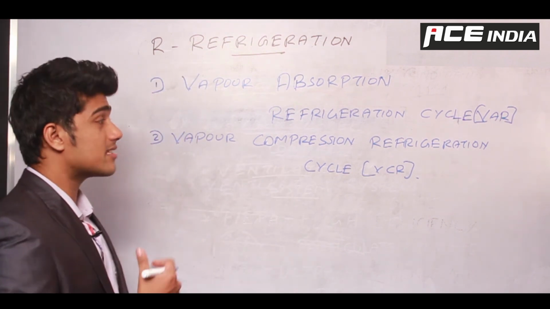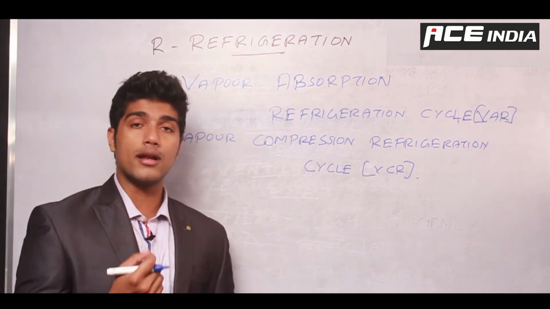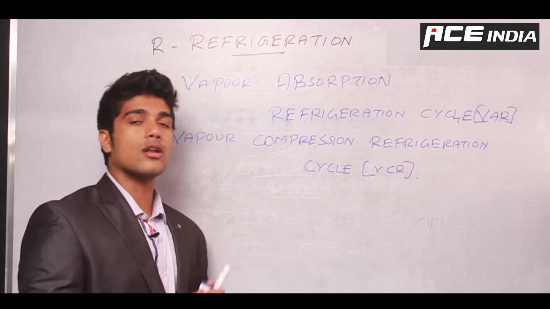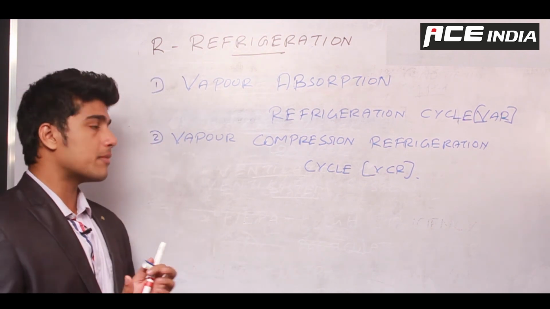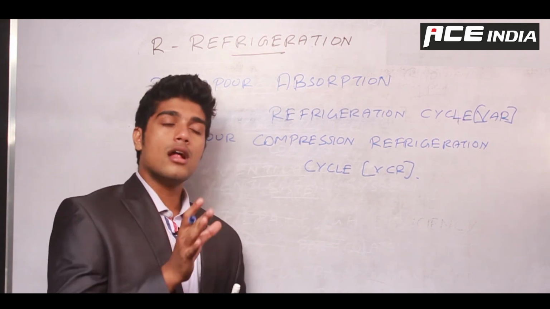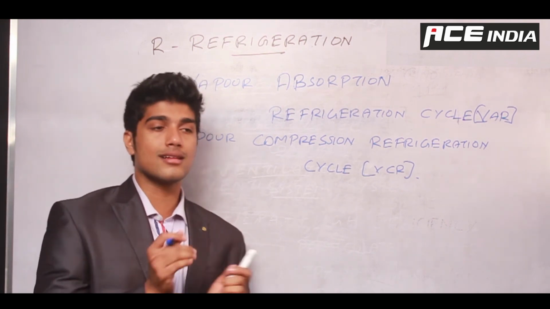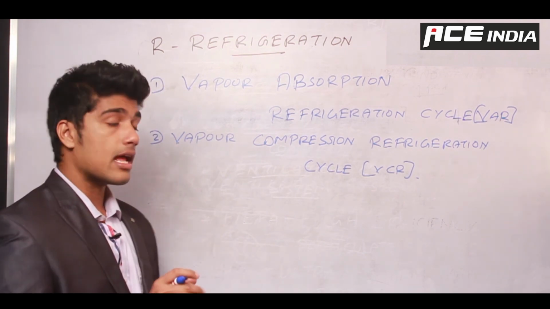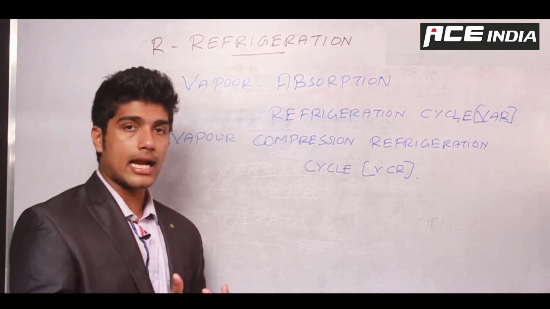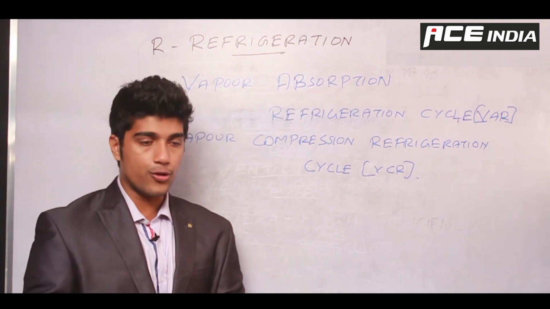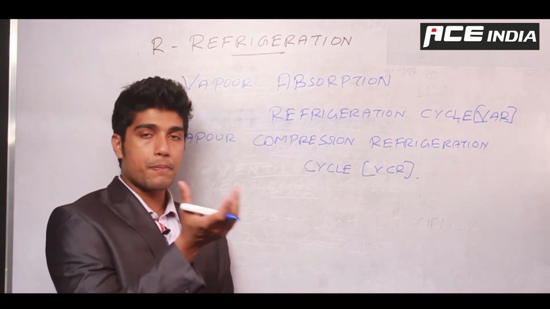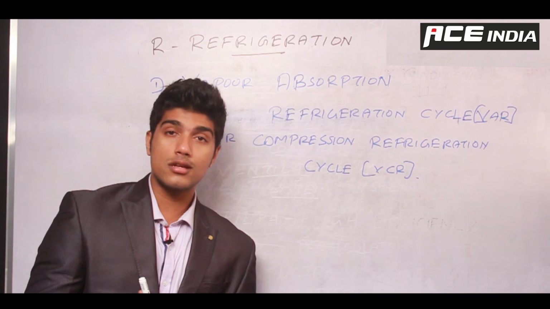The reason for not employing the VAR cycle that commonly is because it uses a component called a generator. It's not a normal electrical generator. It's a component, and the name is generator. Inside the generator, you will have a solution which normally will have water and something else. The solvent in the case of a common system is lithium bromide, and you have a solution of lithium bromide plus water. Inside the generator, we use heat coming from some kind of fuel to heat up this solution of water and lithium bromide, so that we can vaporize water and thereby increase the concentration of the solution.